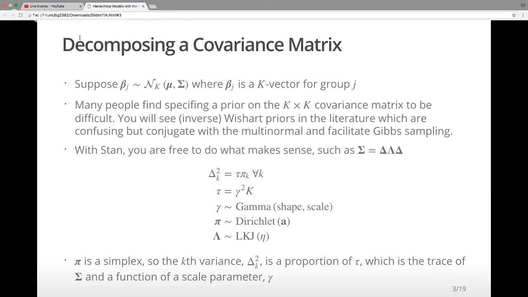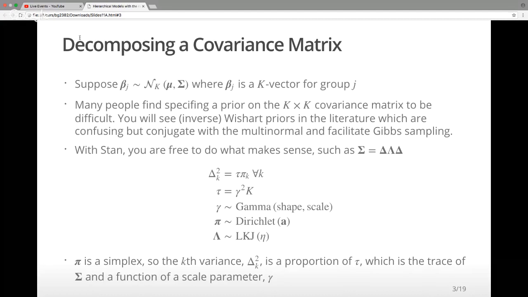So with Stan, we're not using Gibbs sampling, and thus we're not constrained by the so-called requirement of being able to work out the full conditional distributions of these parameters analytically. The proposals for the parameters are all joint, and so you're free to do what makes sense.